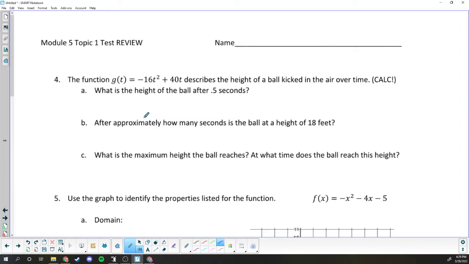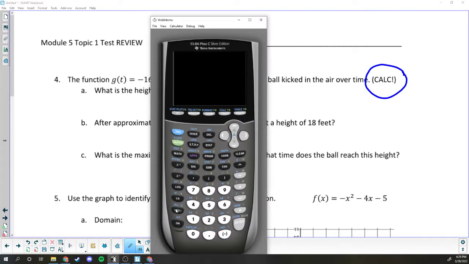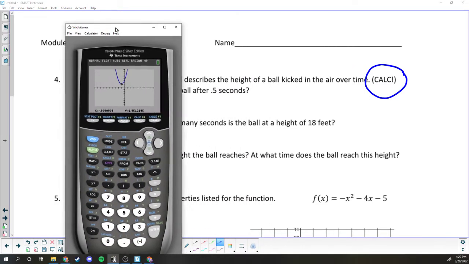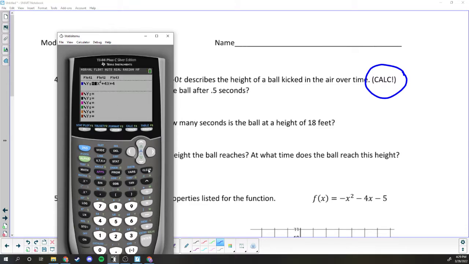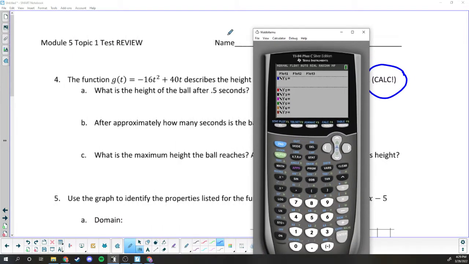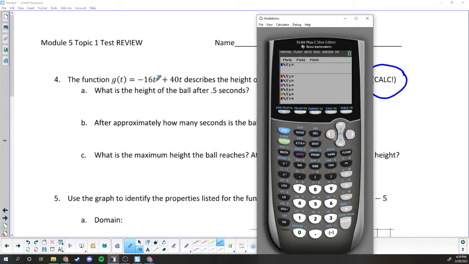Okay. But there's a hint here, and it says calc, which means we need our calc. Okay. And so we're done with this function. So I'm going to go back into y equals, clear this, and now we're just going to enter this g of t as y1. Keep in mind, so even though it says t squared, we just use x. We still use this one.